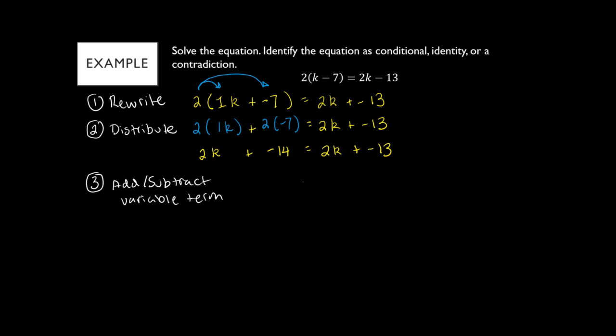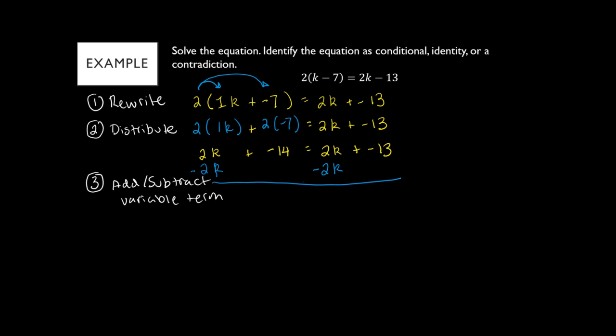So I want my k's to be on the left. So the k that's on the right, the 2k, I need to get rid of that. So it's positive. We always do the opposite. So we're going to subtract. And then I'm going to write it underneath the other k. So we're subtracting those k's. And then I usually draw a line here.